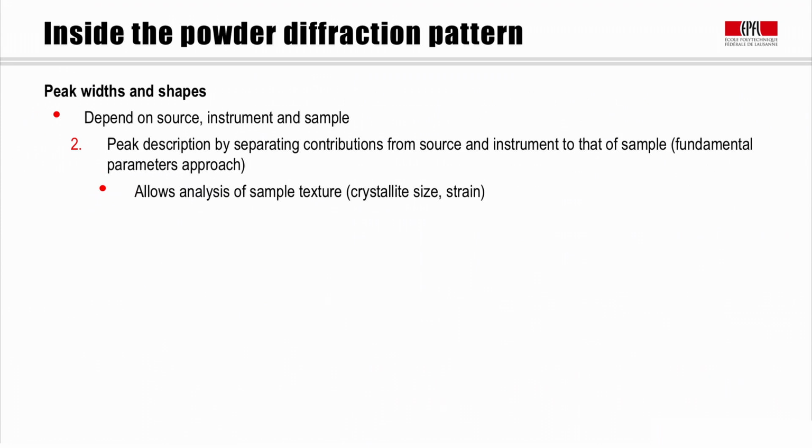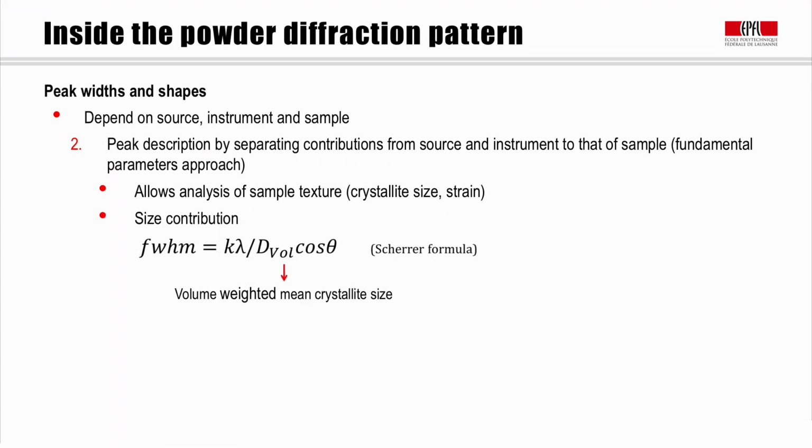So, if we can separate contributions from the source, the instrument, and that of the sample in the fundamental parameters approach, one can actually analyze the sample microstructure. One can obtain information on the crystallite size and the strain on the lattice for certain materials. This can be very important, for instance, in deformation studies of metals. Sizes can be assessed through the Scherrer formula. This formula uses the dependence of the full width at half maximum, the width of the peak, as a function of the diffraction angle, and enables you to extract a volume-weighted mean crystallite size.